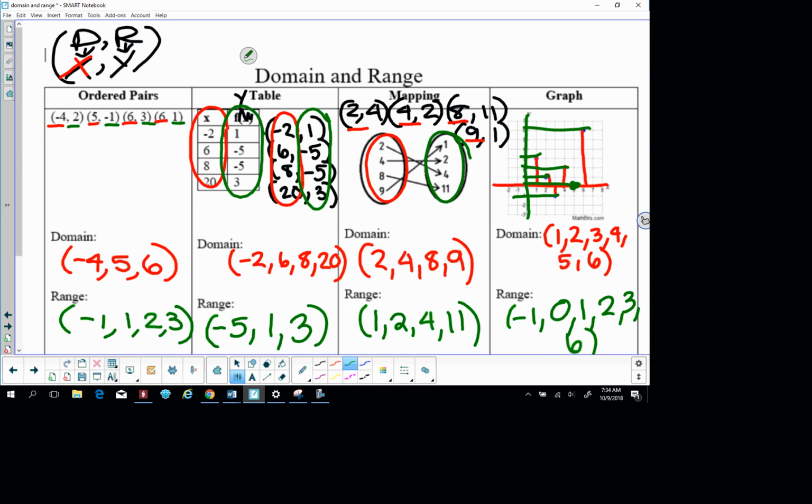Does this make sense? Yes, ma'am. If you're confused about it, you can always write them as points.